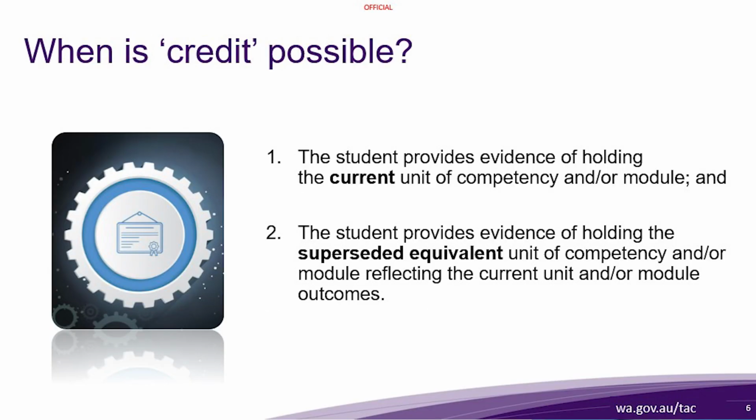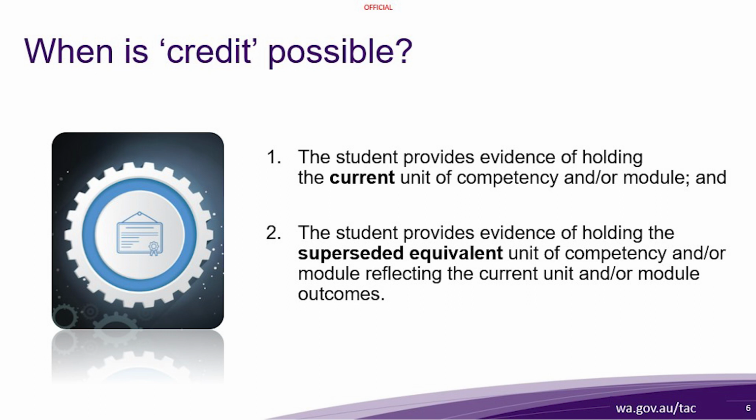If they actually have the unit of competency, then the issue is straightforward, and under those circumstances you don't have a decision to make. So if the student provides evidence that they hold the current unit of competency and/or module that would serve as a prerequisite, or as a core unit, or as a nominated elective unit, then there's no issue. Fundamentally, under Standard 3.5, you're required to accept that unit and the student will not need to repeat that unit.